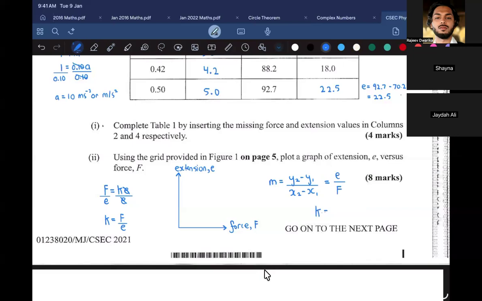So the spring constant K would be M inverse, or you could just say 1 over M. That's fine.